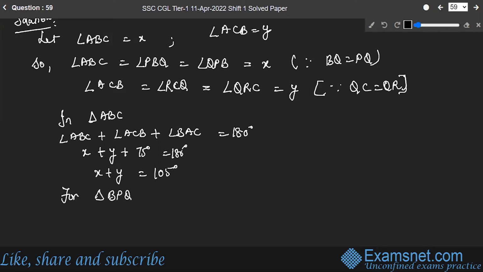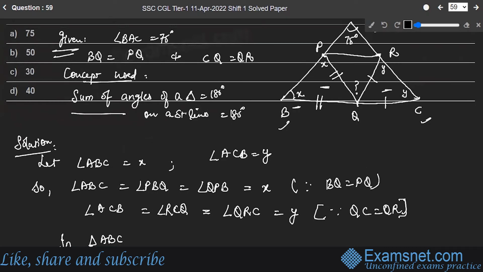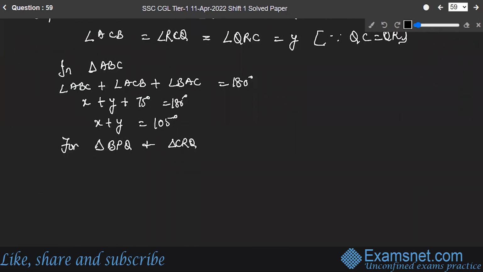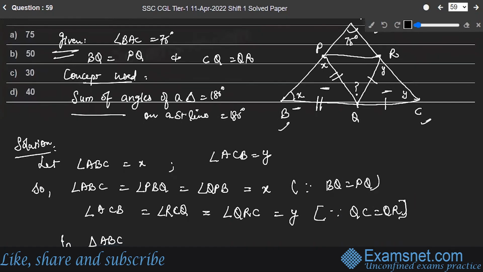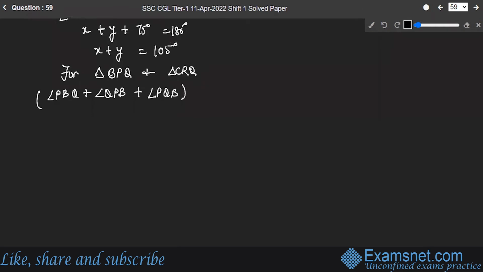Okay. So now for triangle BPQ and triangle CRQ, I'm talking about this triangle and this triangle. I'm taking these two triangles, and now I will take their angles and their sum. In the first triangle BPQ, you have angle PBQ plus angle QPB plus angle PQB. If you are a bit doubtful, see over here: this angle plus this angle is equal to 180 degrees. Similarly, in the second triangle, this angle plus this is equal to 180 degrees. So I'm just writing down their names.